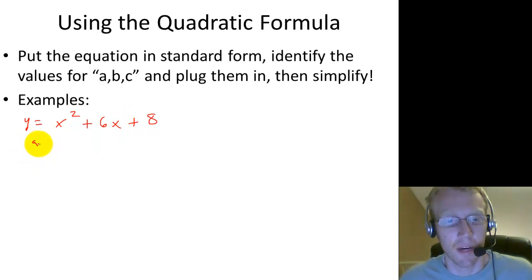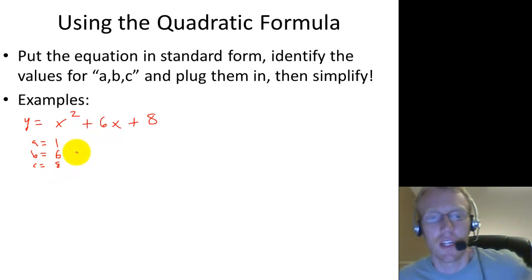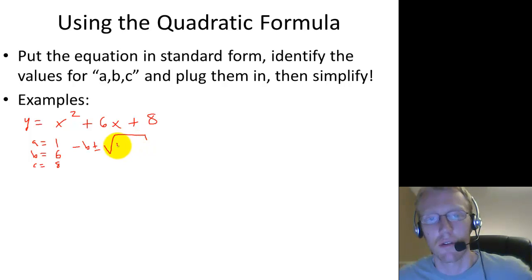So let me identify my a value, my b value, and my c value. The first thing I like to do is write down what these numbers are. So a is 1, b is 6, and c is 8. Now let's write down the formula. It's always good to write down the formula before you start plugging in. So negative b plus or minus the square root of b squared minus 4ac.